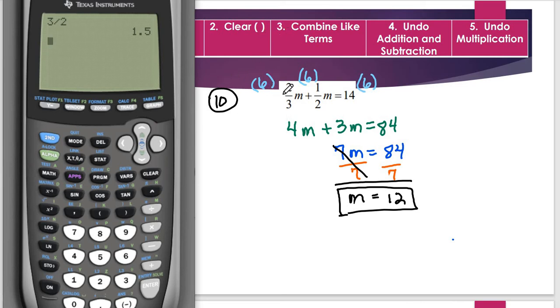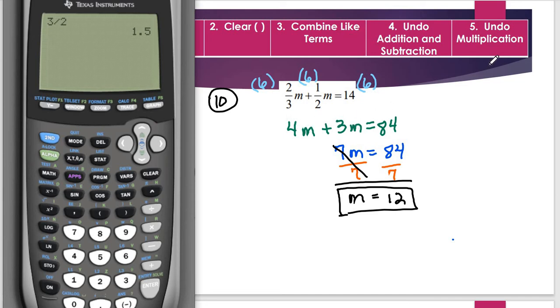So what I'm going to do is this. I'm going to multiply 3 times 2 together. 3 times 2 will give me 6. So now I'm going to multiply all the way through by 6. 6 times 2 is 12, divided by 3 is 4. 6 times 1 is 6, divided by 2 is 3. 14 times 6 is 84.